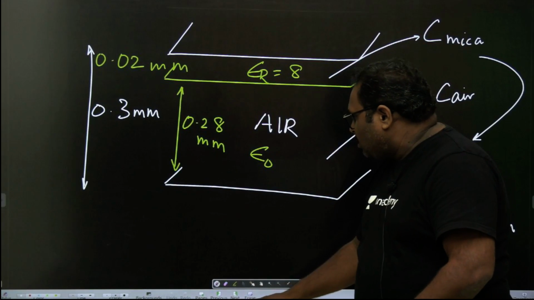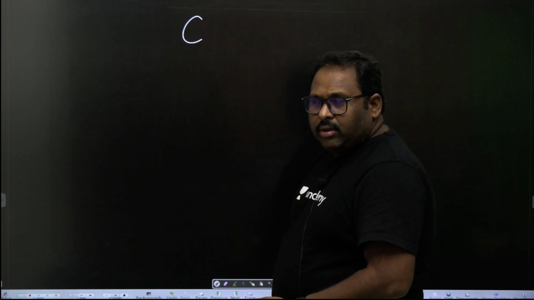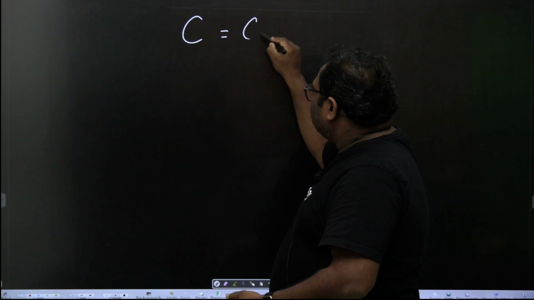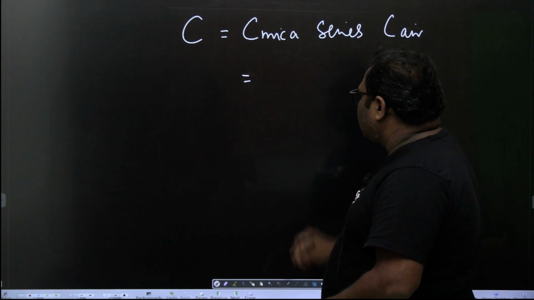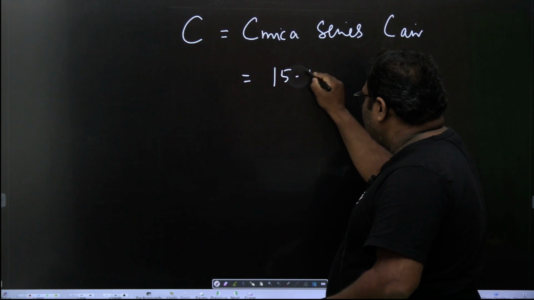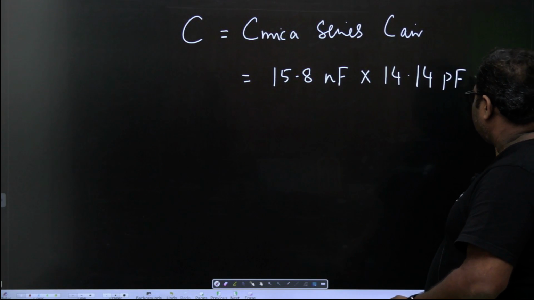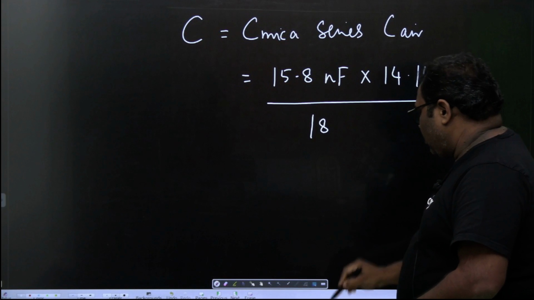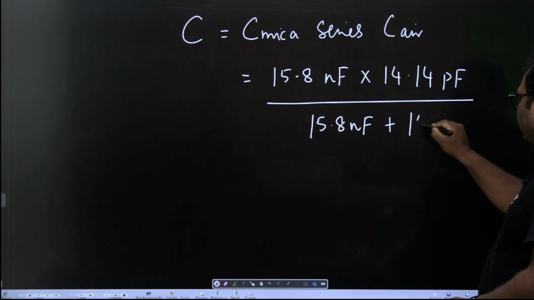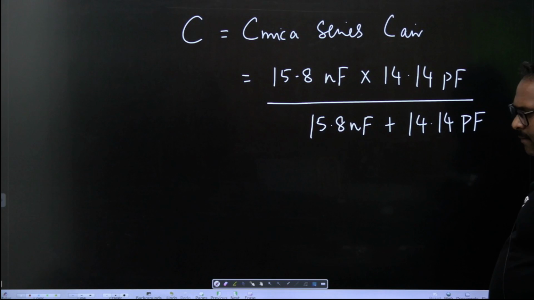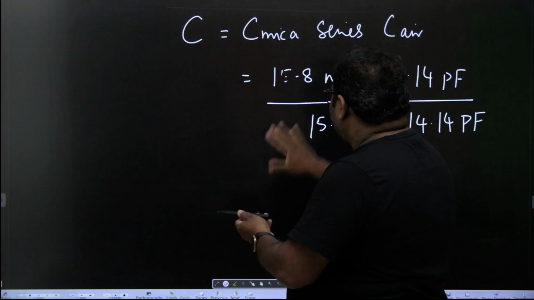So how do you get the actual capacitance? I'll go for the actual capacitance by C equivalent, or the C finally, the C that you have finally is the C of the mica in series with C of the air, so that it is 15.8 nanofarads into 14.14 picofarads by 15.8 nanofarads plus 14.14. 15.8 or 1.5, sorry, 1.58. I think it's 1.58.